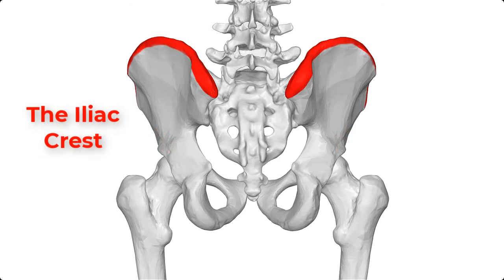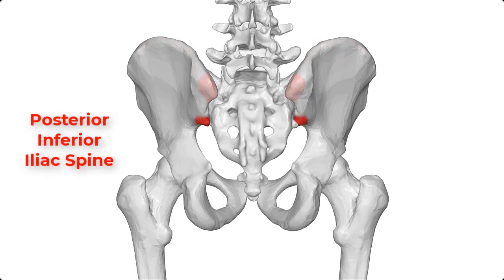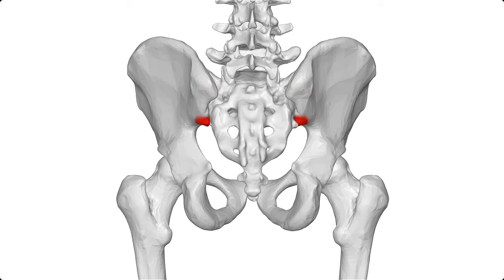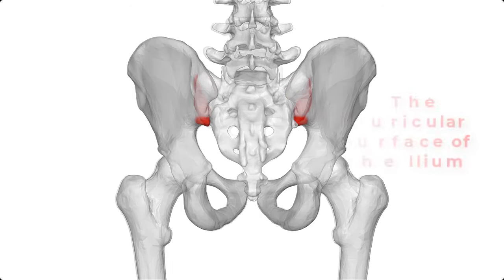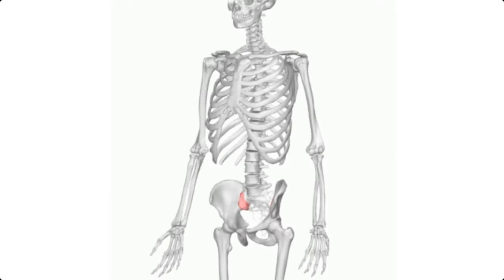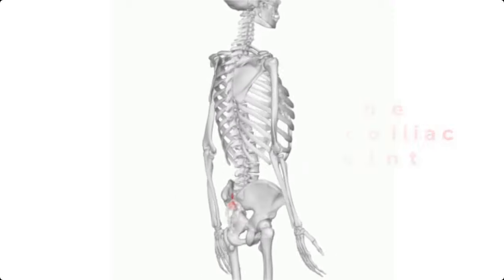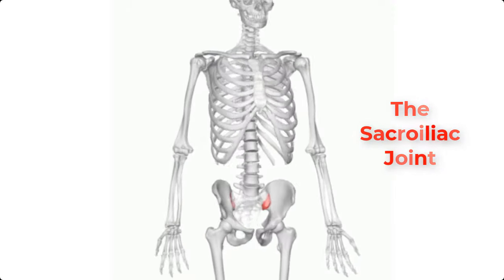The iliac crest curves downward to terminate as the posterior superior iliac spine. More inferiorly is the posterior inferior iliac spine. This is located at the inferior edge of a large roughened area called the auricular surface of the ilium. The auricular surface articulates with the auricular surface of the sacrum, forming the sacroiliac joint.